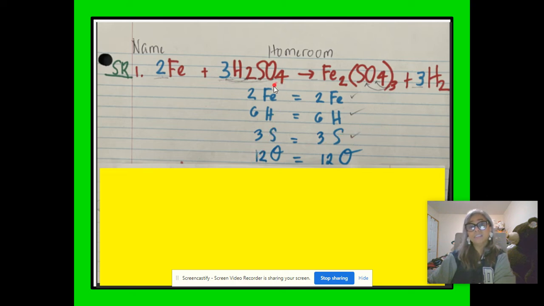Now comes oxygen, the O. So 3 times 4 is now a 12. How about on the right side? What do you notice here? 4, 3 times 4 is a 12. So if all the atoms are balanced, we can say that the entire equation is balanced, right?